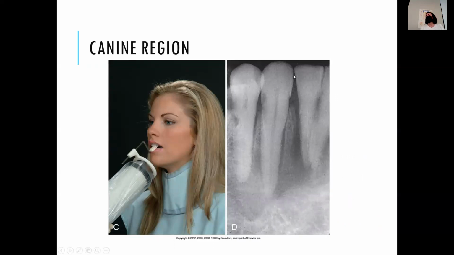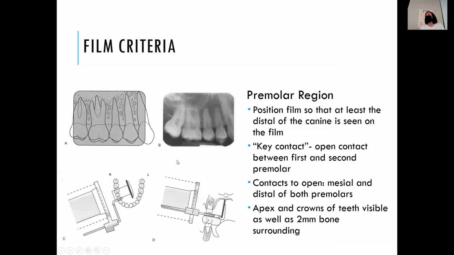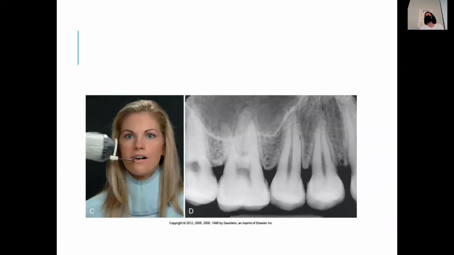Canine is centered, contact is open, distal is closed. Premolars, just criteria there. Key contact is between your first and second premolar. Contacts to open are the mesial and distal of the premolar. Here, you got the distal of the canine, opened up all the contacts. This is a little overlapped, but overlap too.